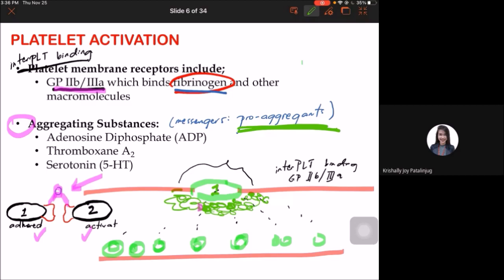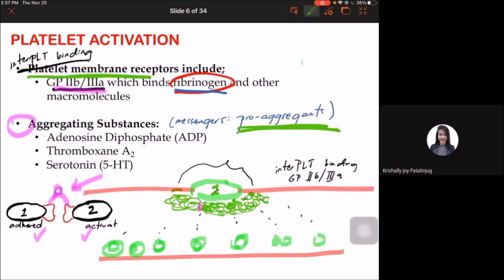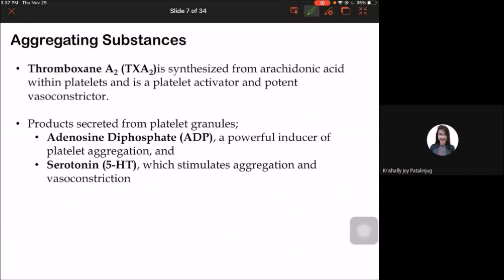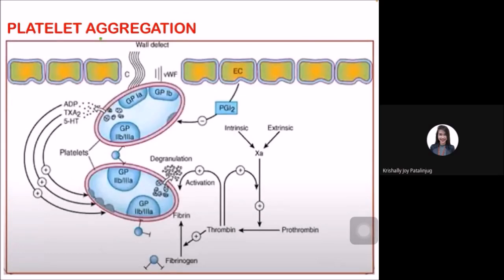Okay, so I repeat, when this happens, interplatelet binding, magko-connect na yung platelets. And syempre, kung magko-connect na sila, nag-iipon na yan, di ba? Nagkakaroon na ng pag-ipon ng mga platelets sa affected area ng blood vessel. Okay? Now, pag sinabing pag-ipon, that is already aggregation. So, dyan papasok yung third step.